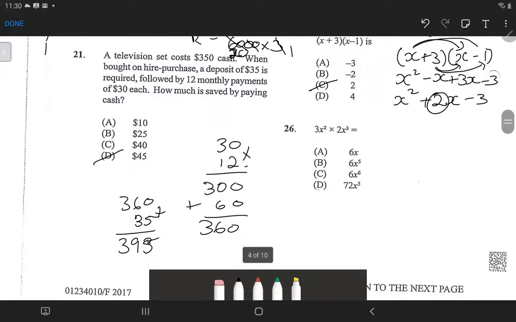We have 3x squared by 2x cubed. We multiply the numbers as usual and add the exponents of the x. So we have 3 by 2 is 6, and 2 plus 3 is 5, so it's 6x to the 5th power.